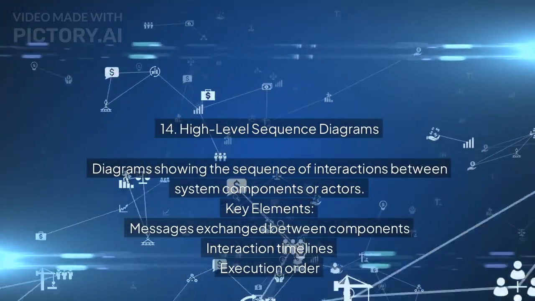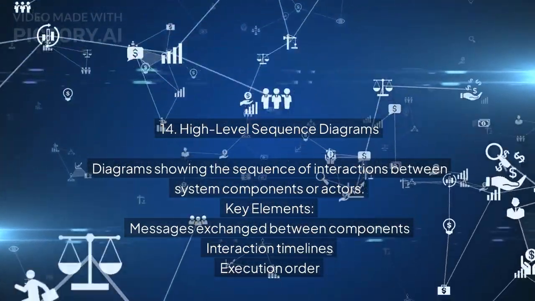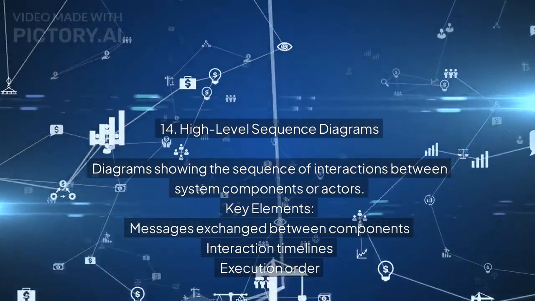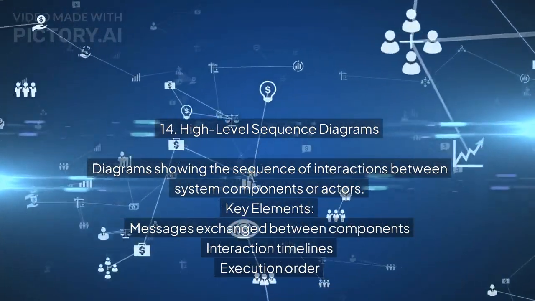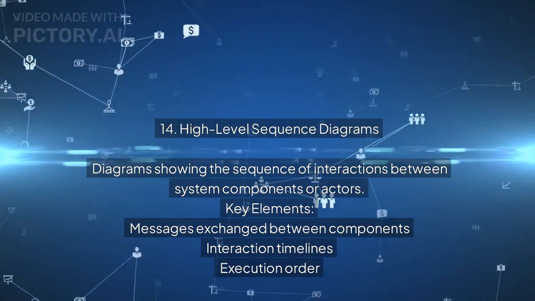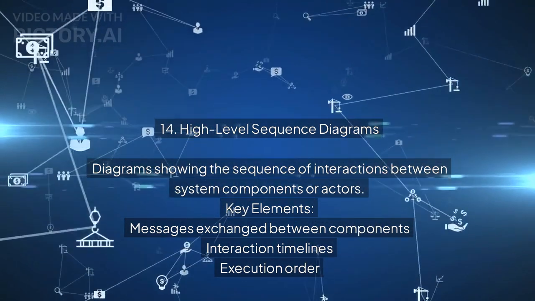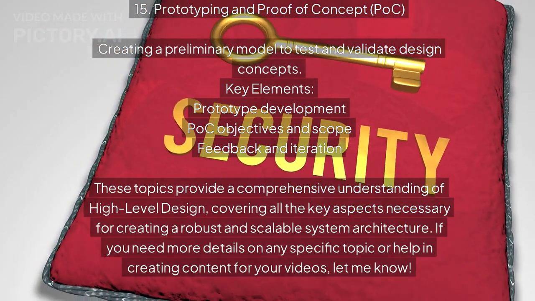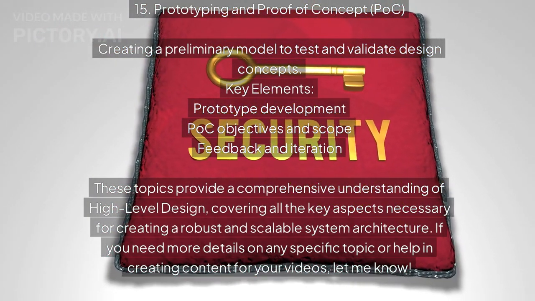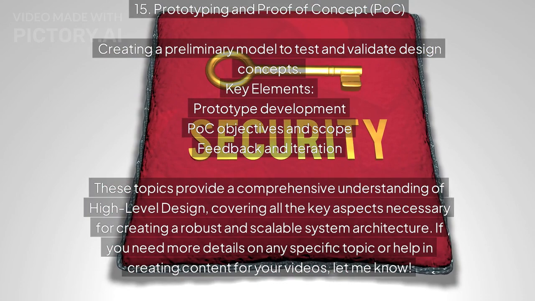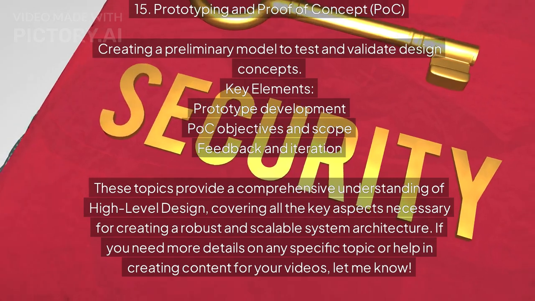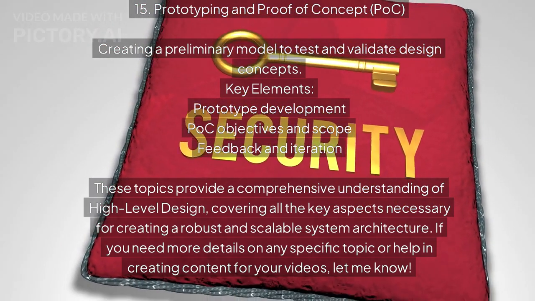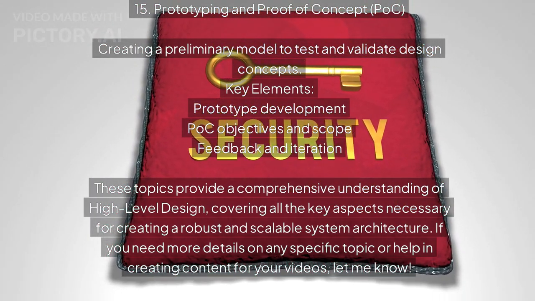14. High-level sequence diagrams: showing the sequence of interactions between system components or actors. Key elements: messages exchanged between components, interaction timelines, execution order. 15. Prototyping and proof of concept, POC: creating a preliminary model to test and validate design concepts. Key elements: prototype development, POC objectives and scope, feedback and iteration.